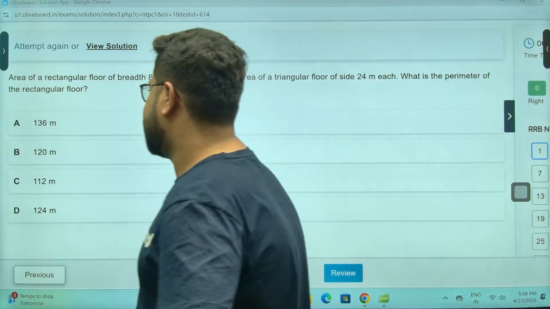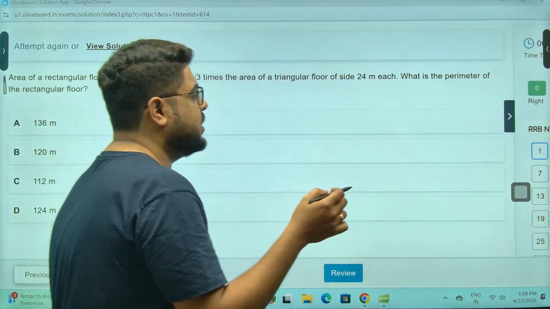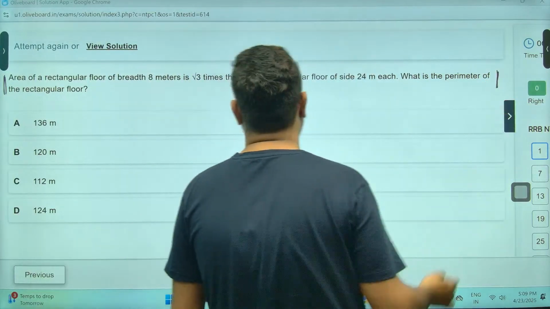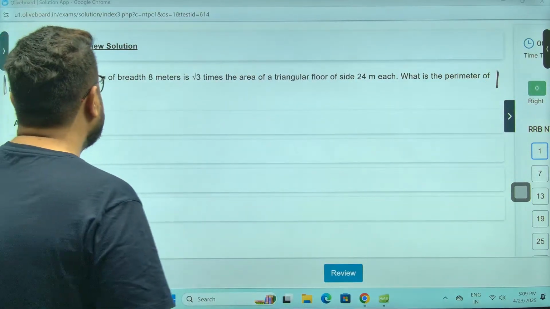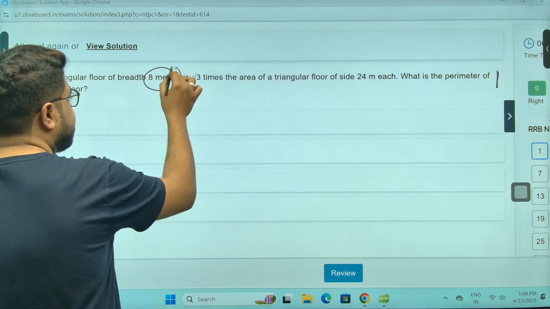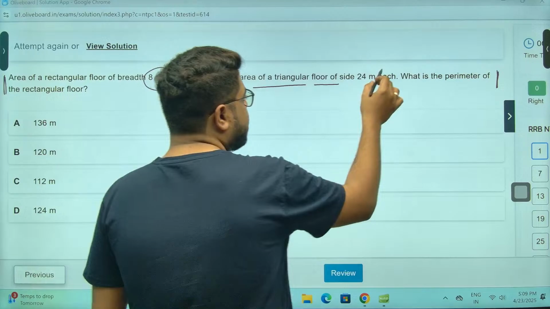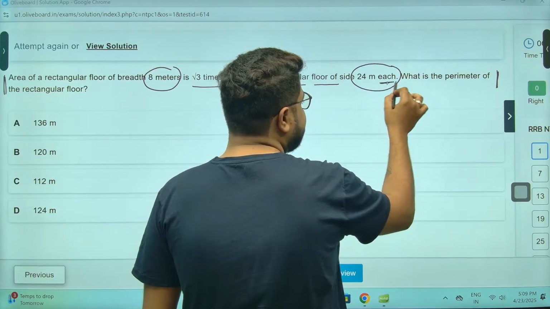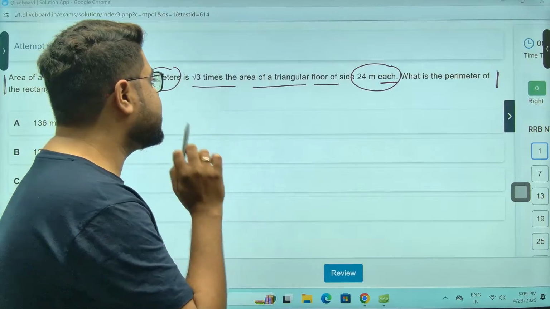Okay, chalo sir. First question. And again, I'll be there till the end. Now, the area of a rectangular floor of breadth 8 meters is root 3 times the area of a triangular floor of side 24 meters each. Each means it's an equilateral triangle, each of the sides are the same.